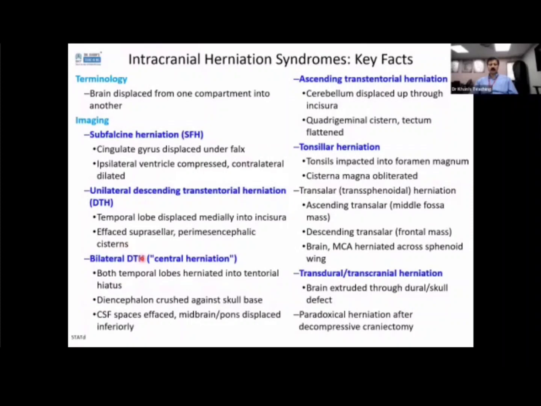Ultimately, this is what happens. But what I'm going to teach you today is subfalcine herniation and unilateral descending transtentorial herniation. Look at the definition. In subfalcine herniation, the cingulate gyrus is displaced under the falx, and then it does something which I'll teach you. And in unilateral descending transtentorial herniation, what happens is that the medial most portion of the temporal lobe, which is the uncus, goes into the tentorial hiatus, and there are some findings which we will learn.